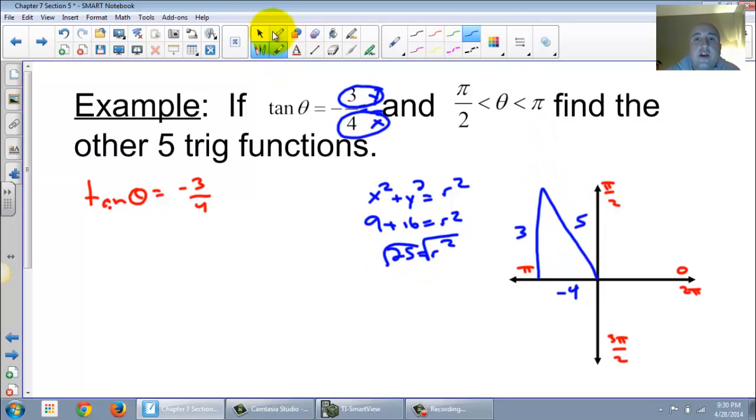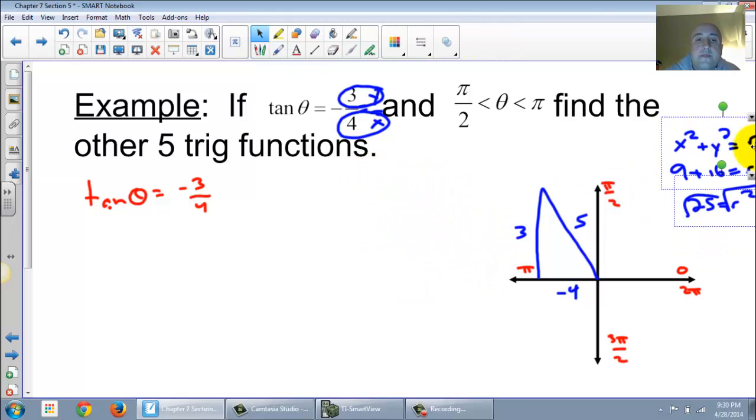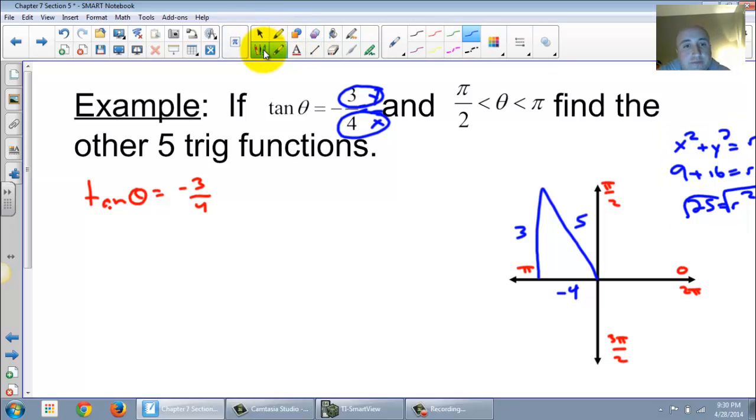So our value is 5. So let me move all this off to the side now. All right, so we should be able to answer all the rest of our questions now. Okay, we automatically know if tangent is negative 3/4, what's cotangent? It's the reciprocal, negative 4/3.